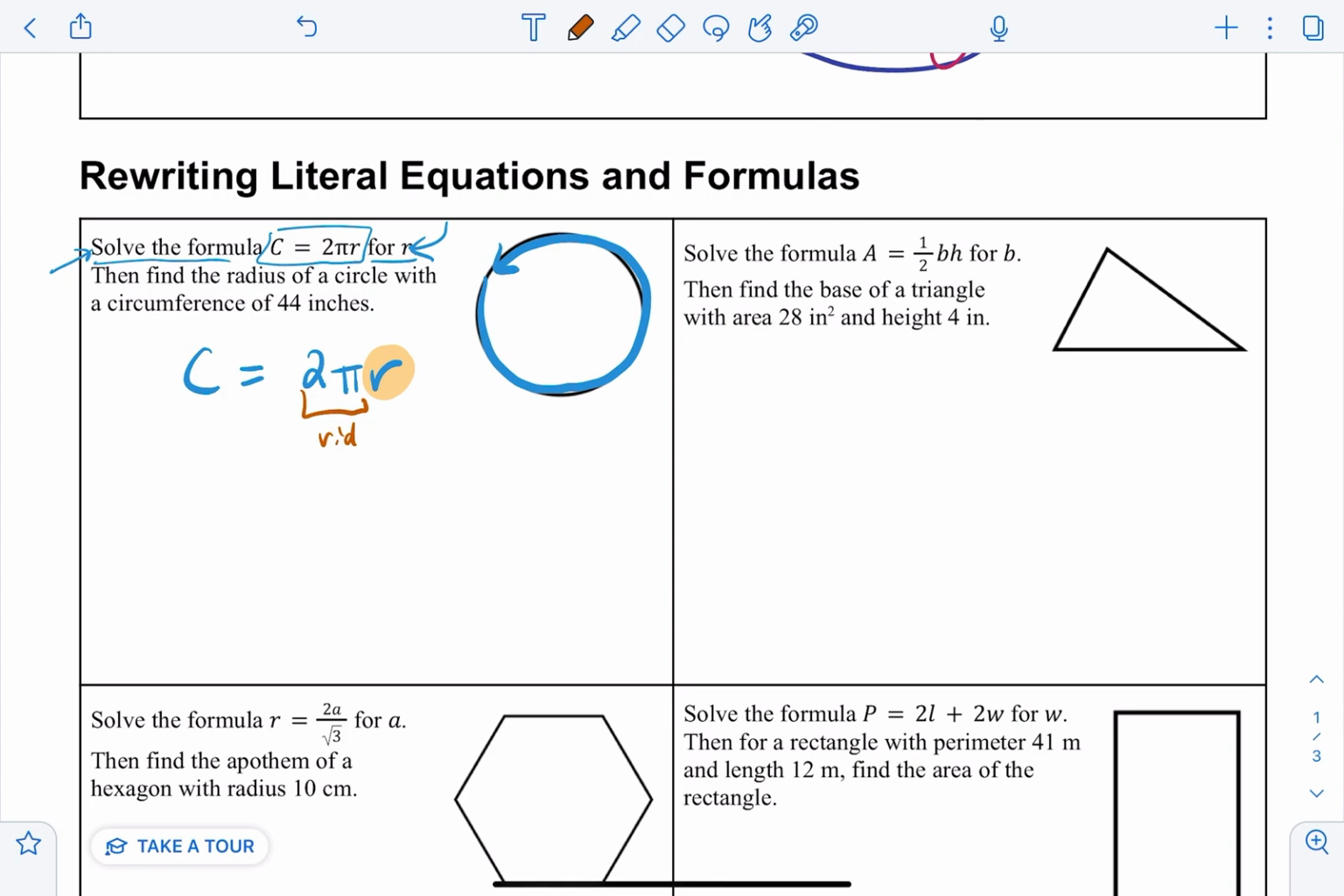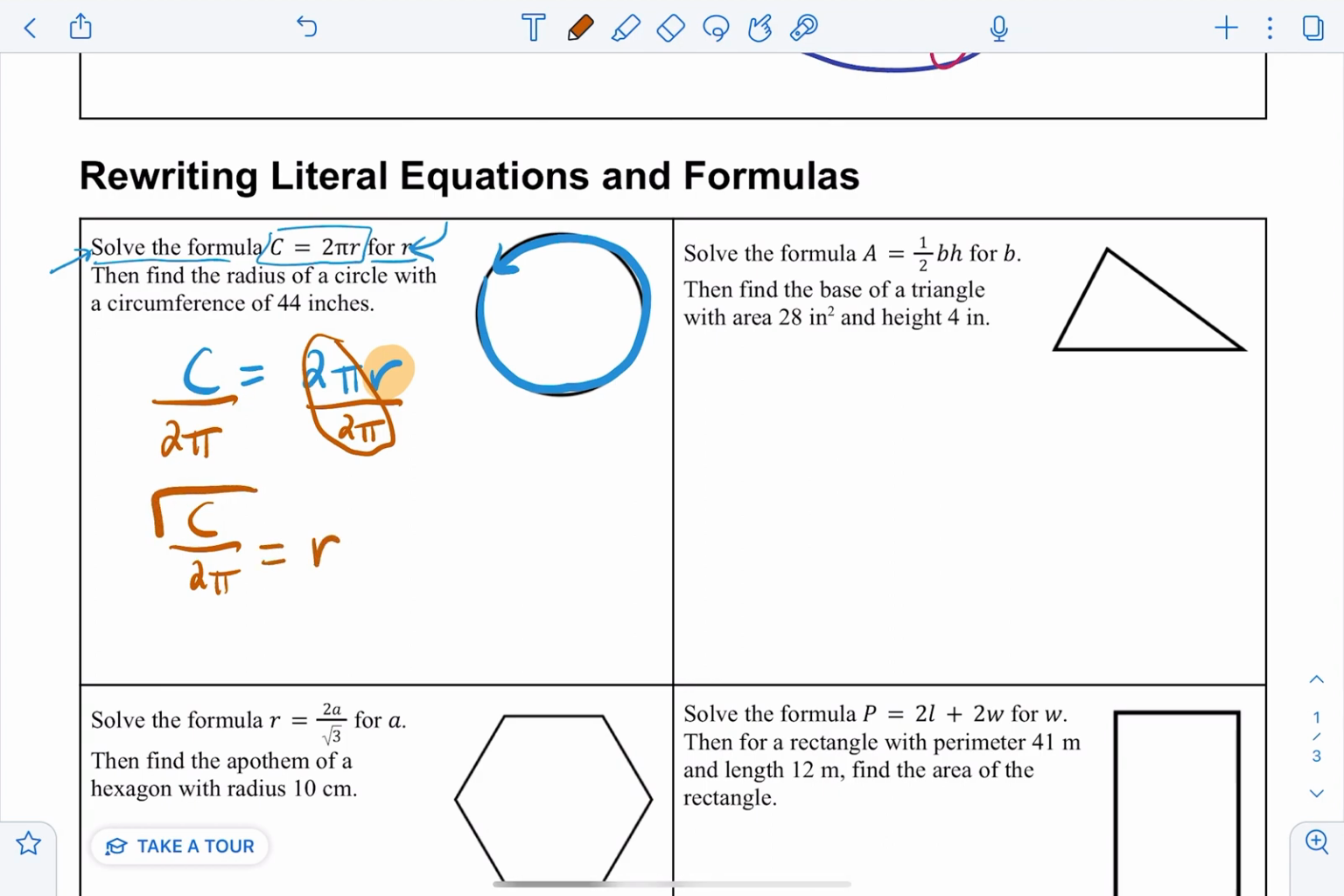And to undo them, you have to think about the operations that you need to use. If currently 2 and pi are both multiplying with r, then you can do the inverse operation of multiplication, which is division, and you can divide by 2 pi, because we know that 2 pi divided by 2 pi will just equal 1, so you're going to get 1 times r, which of course is r. Now, because it's an equation, we know that to keep the equation balanced, we have to do the same thing to both sides, and so what we're going to get is c divided by 2 pi is equal to 1r, or just r.